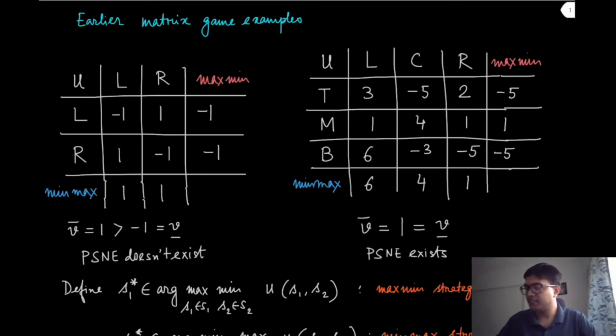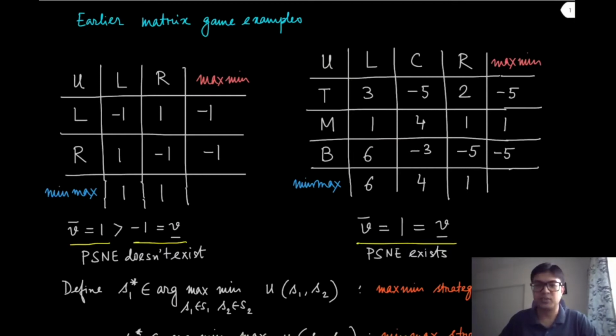Let me give you the hint. In the first case, the penalty shootout game, the min-max value was equal to 1, which was strictly greater than the max-min value, which was -1. Now these are not equal, but in the other case, the max-min value and min-max value both were equal to 1. And in that case, PSNE existed.